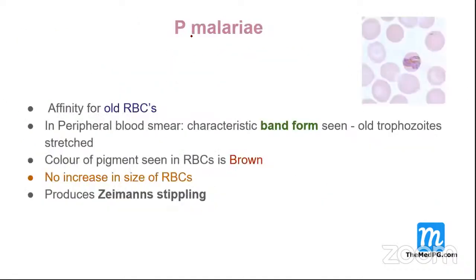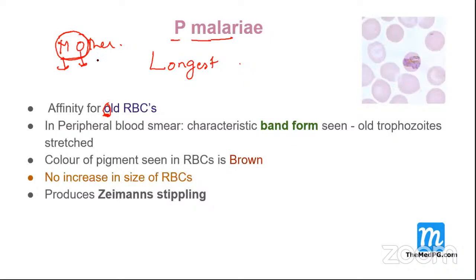Now coming to Plasmodium malariae. Malariae is the one which has got what? The longest incubation period. And Plasmodium malariae is the one which affects what? Older RBCs. Remember, the first two letters: Malariae, it affects the older RBCs. So which are those older RBCs? They are almost dying RBCs. Therefore, the virulence is less, as these RBCs live for a shorter time, so there will be less parasitemia.